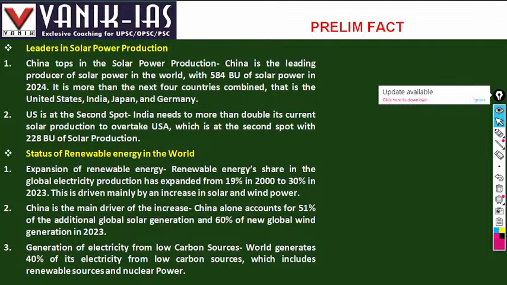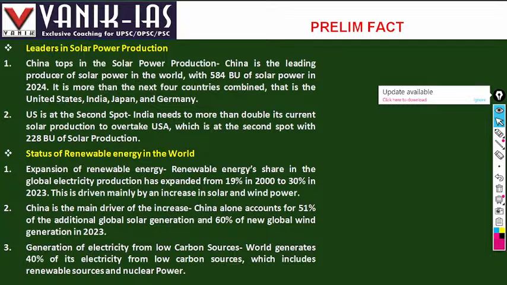Leaders in solar power production. China tops in solar power production. China is the leading producer of solar power in the world with 584 billion units of solar power in 2024. It is more than the next four countries combined, that is United States, India, Japan and Germany. Combinedly, the four countries produce less, China produces more than that.